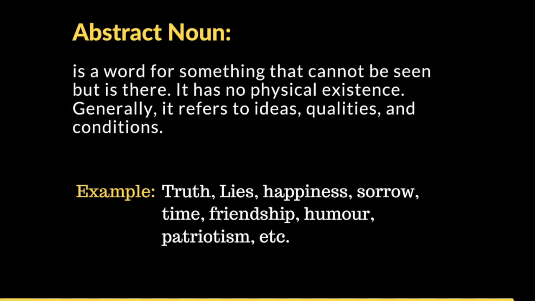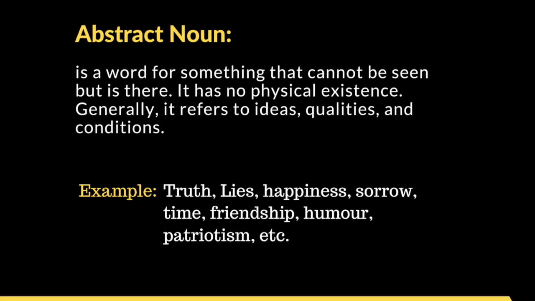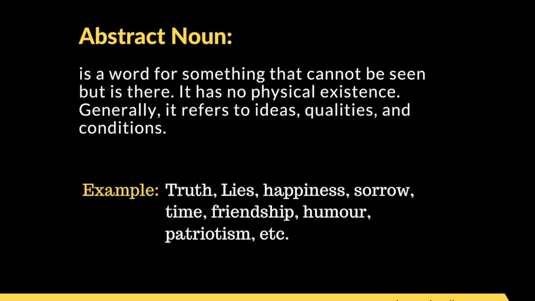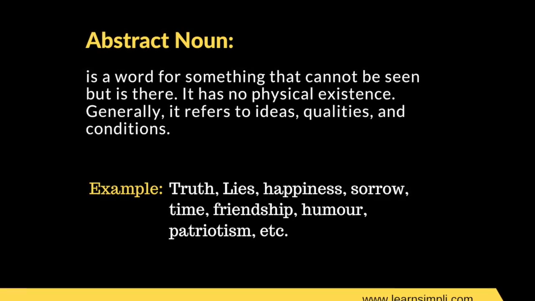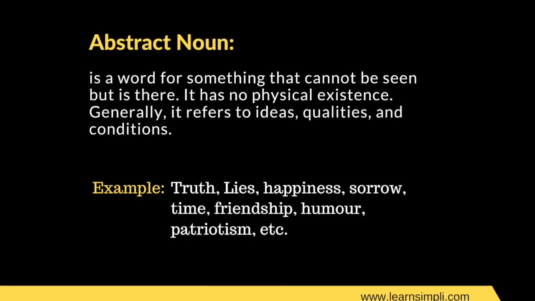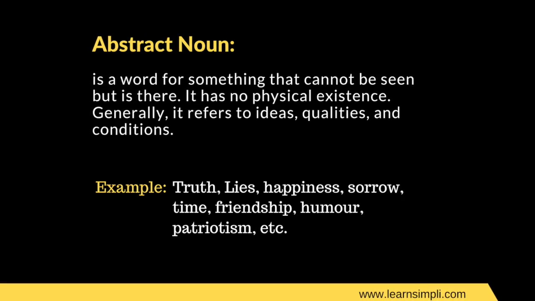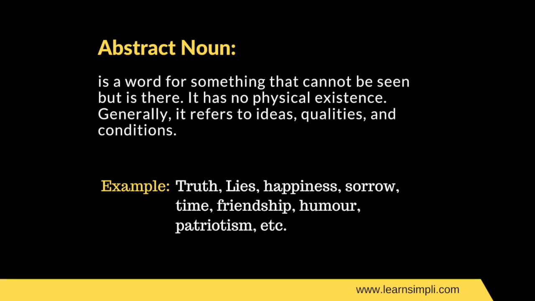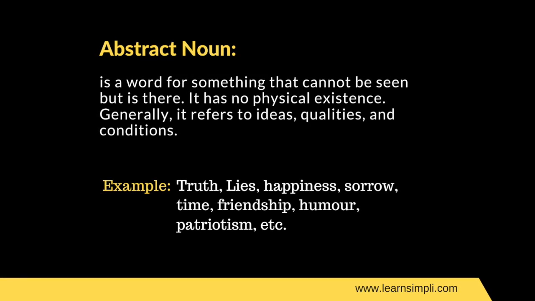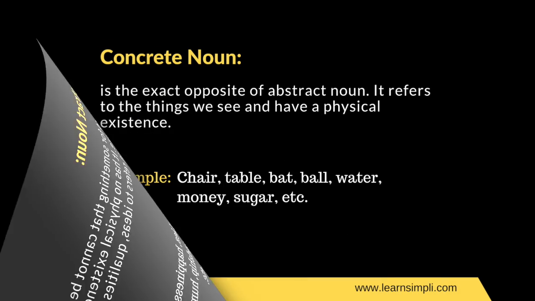Abstract noun is a word for something that cannot be seen, but it is there. It has no physical existence. Generally, it refers to ideas, qualities and conditions. Example: truth, lies, happiness, sorrow, time, friendship, humor, patriotism, etc.